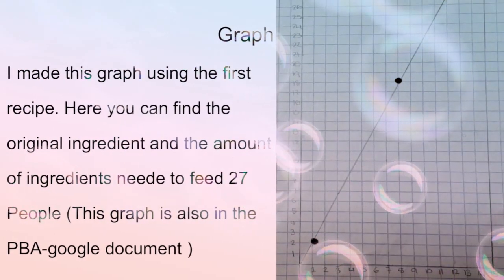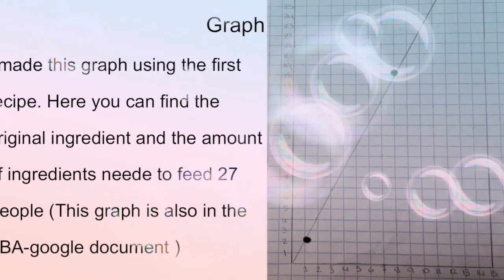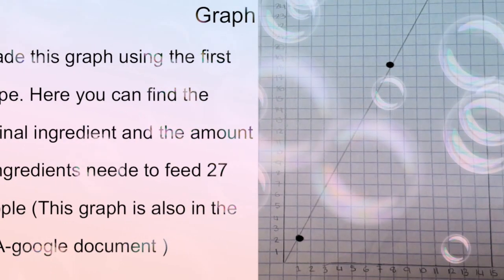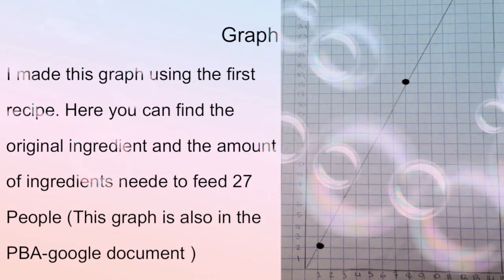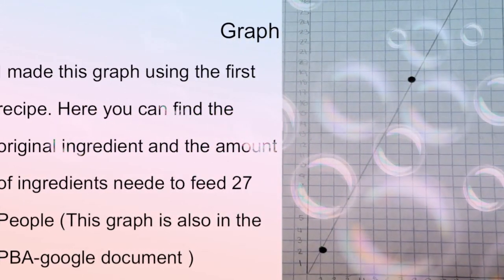Graph. I made this graph using the first recipe. Here you can find the original ingredients and the amount of ingredients needed to feed 27 people. This graph is also in the PVA Google document.